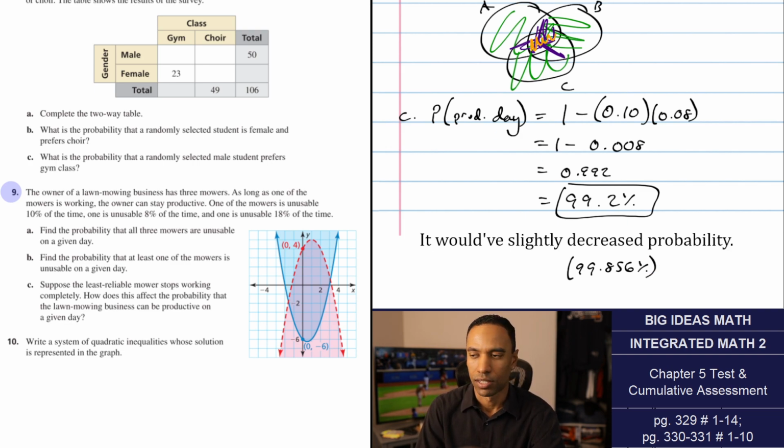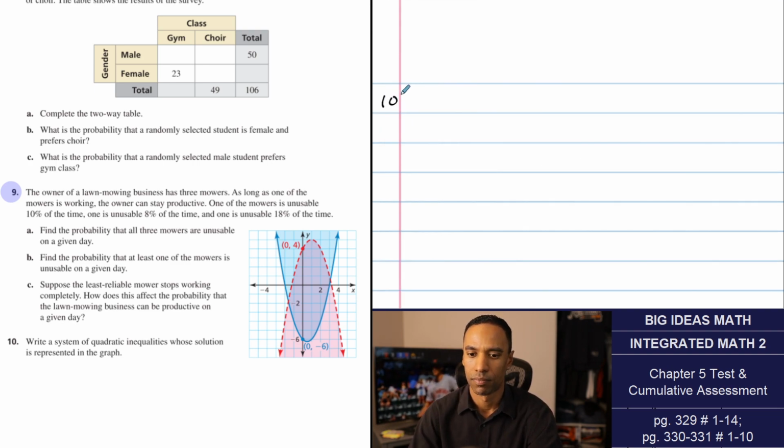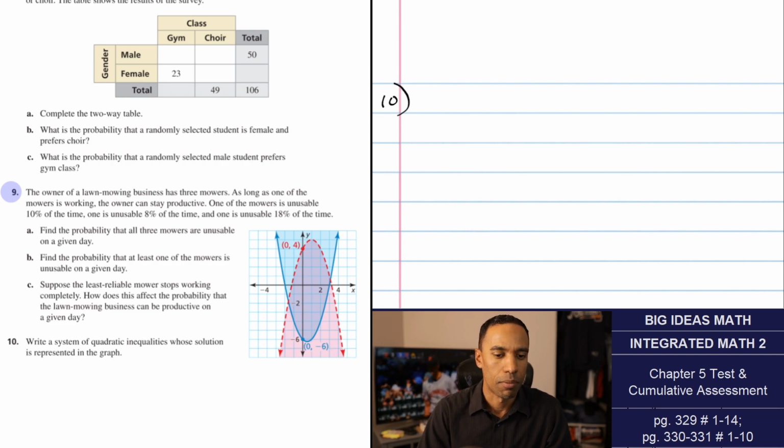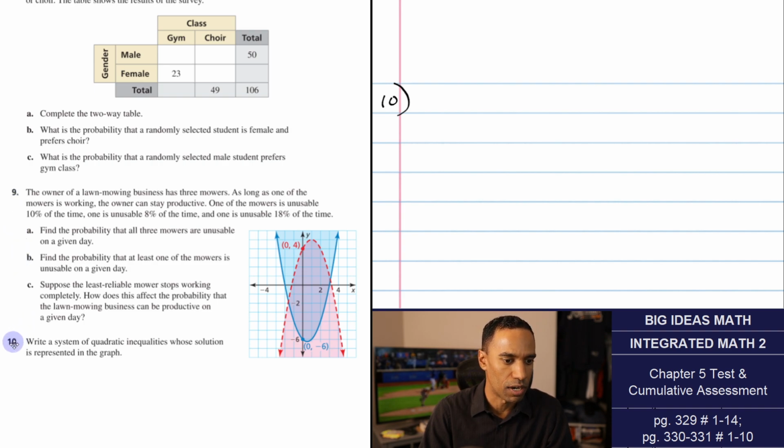All right, let's see. Running short on time here, but I only have one more question. Number 10. Write a system of quadratic inequalities whose solutions are represented by the graph.